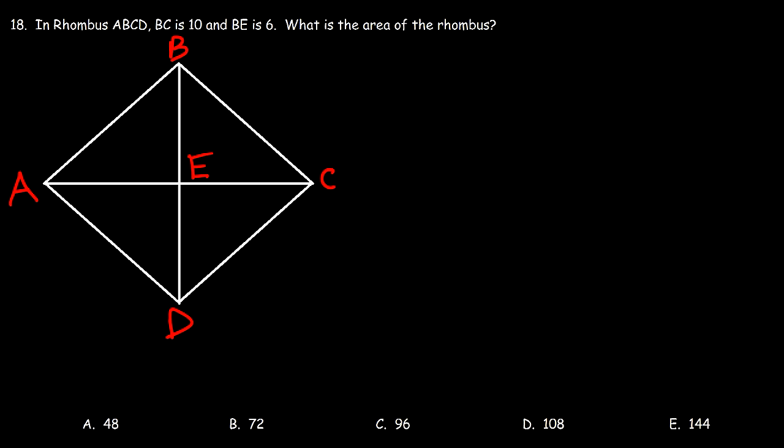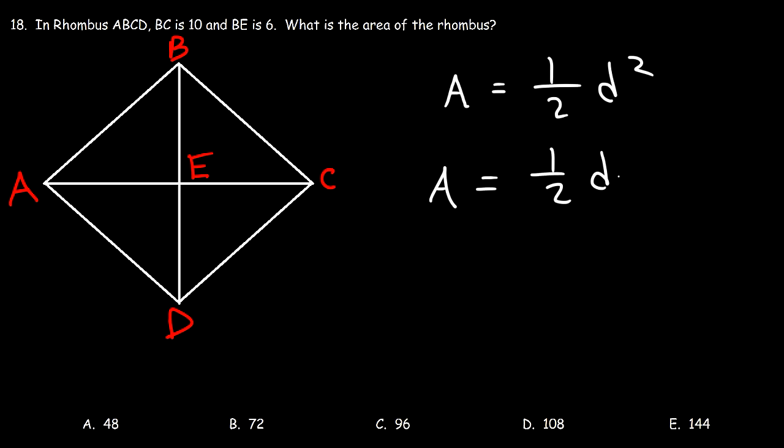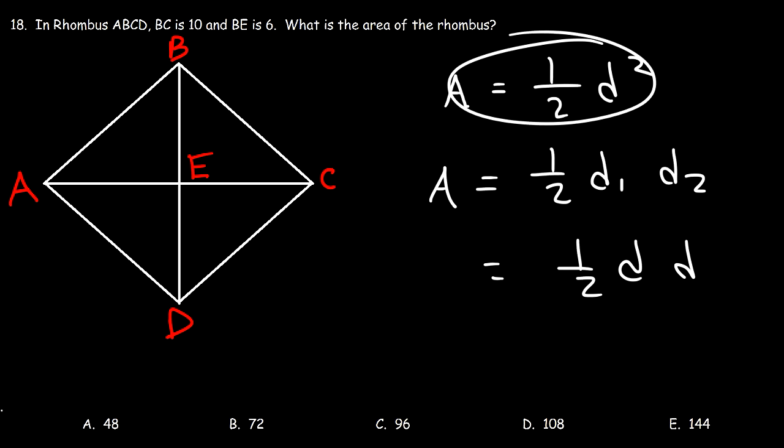18. In rhombus ABCD, BC is 10 and BE is 6. What is the area of the rhombus? Now, in the previous problem, we said that the area of a square is 1/2 D squared. It turns out that the area of a rhombus is very similar. However, the diagonal lengths of the rhombus are not the same. BD doesn't have to equal AC. So the area is going to be 1/2 D1 times D2, as opposed to 1/2 D times D, which is equivalent to that formula.